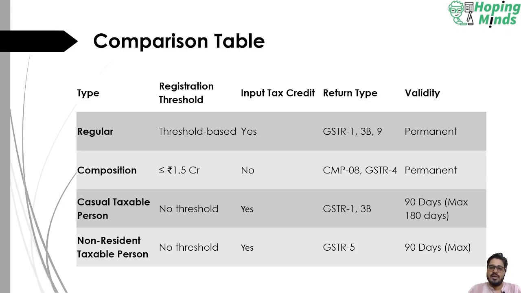Then comes the non-resident taxable person, that is NRTP. For NRTPs also, there are no threshold limits. Input tax credit is available. Return types: NRTPs are required to file GSTR 5, and the validity of registration is a maximum of 90 days. For any extension, an application is to be made in Form REG 11.